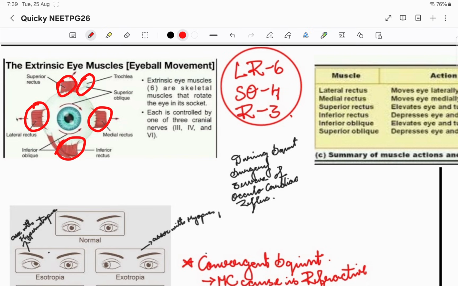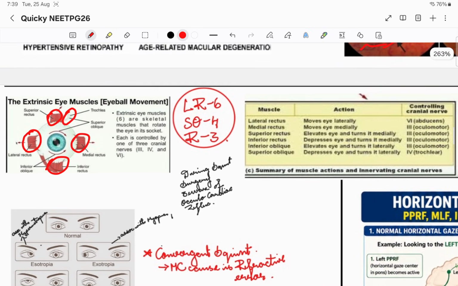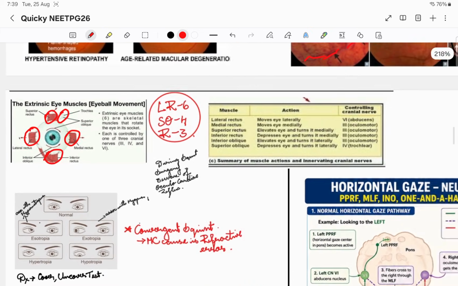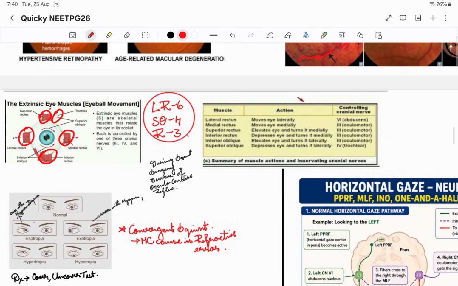So if you remember LR6, SO4 and R3, you will be able to solve all the questions, because they might ask you which is affected. You can see, okay, the patient is not able to abduct the left eye, meaning the lateral rectus, which pulls the eye to the lateral side, is affected, meaning cranial nerve 6 is affected. This is how you correlate with the eye movements.